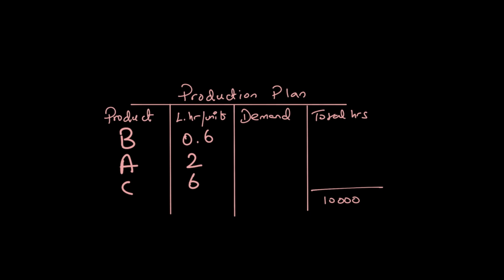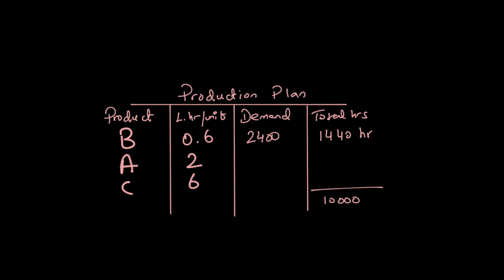B requires 0.6 hours per unit. Now remember, the demand for B is still 2400 units. So if you allocate B 0.6 into 2400, that is 1440 hours that will be allocated to product B. All right, so out of 10,000 hours, you've allocated 1440 hours to B.